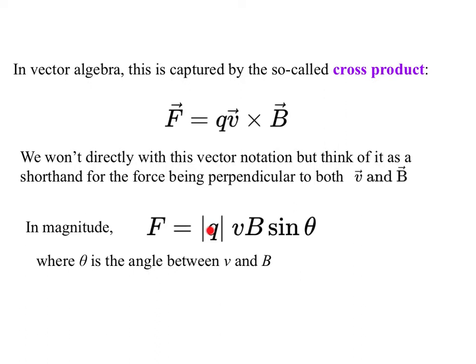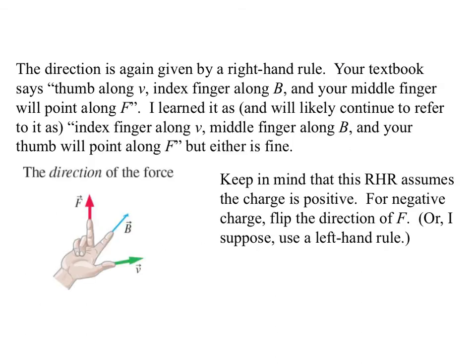The magnitude turns out to be the magnitude of the charge times the speed times the magnitude of the field times the sine of the angle between them. Again, 0 when they're aligned and maximized when they're 90. The direction is again given by a right-hand rule. Your textbook says put your thumb along the velocity, your index finger along the magnetic field, and your middle finger will point along F. When I learned it, and we'll probably continue to refer to it this way, it was the index finger along V, the middle finger along B, and your thumb will point along F. But either order is fine.